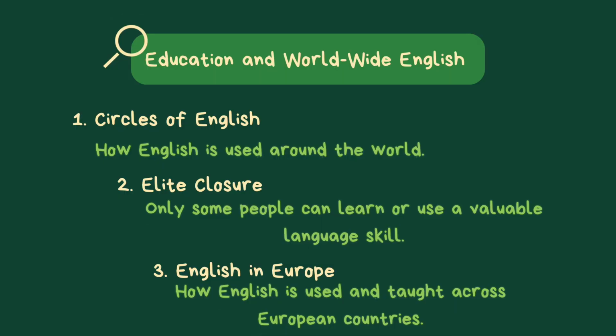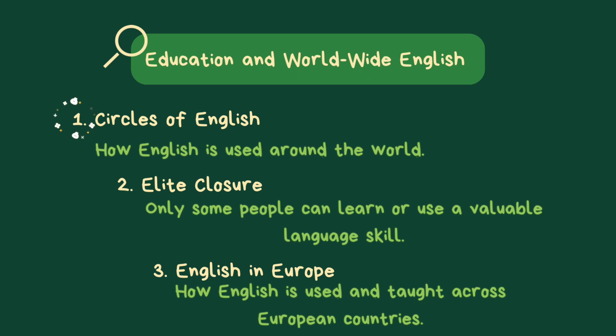So thank you, Aida, for that insightful presentation. So the next material is education and worldwide English. There are 3 points about education and worldwide English. The first is circles of English. The concept of circles of English was introduced by linguist Braj Kachru. It categorizes English speakers worldwide into 3 main circles.